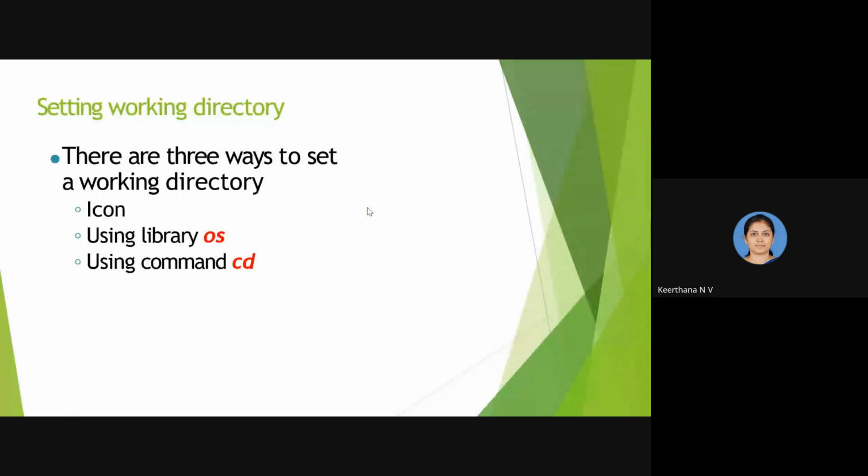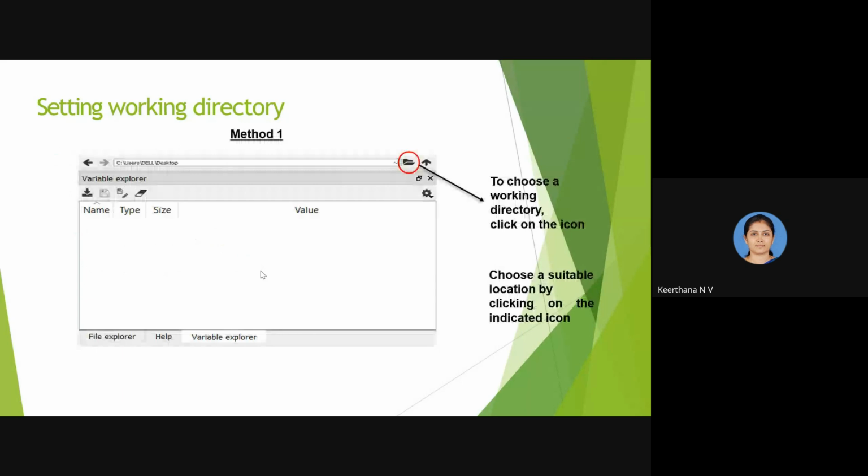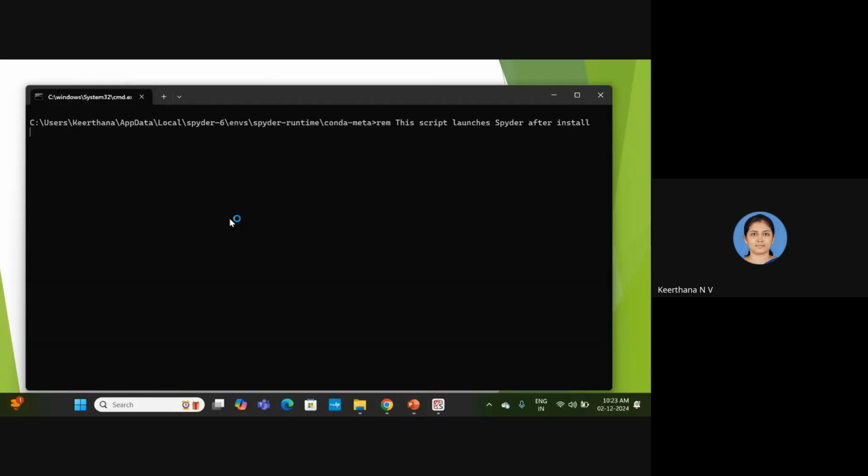How to set a directory in Python? Here the directory icon is present, which you can use, or you can use the library os, or you can use the command cd for setting the directory from the command prompt, not from the Spider setup. So you can choose the directory from here by clicking this, in the variable explorer.